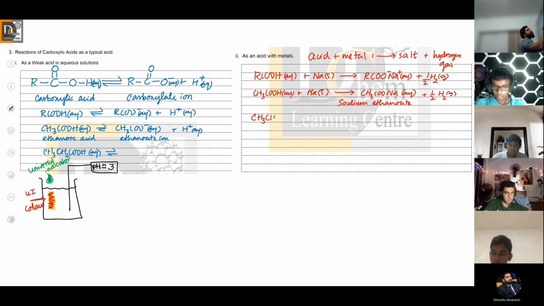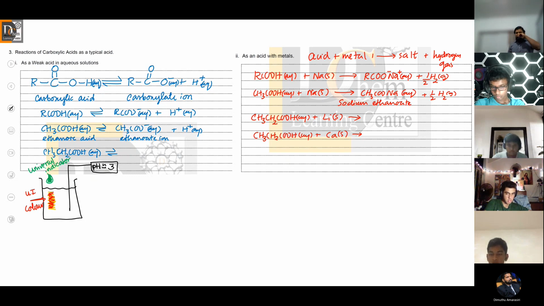Let's say propanoic acid with lithium, what would be the product? Lithium propanoate. Superb. And what about propanoic acid and calcium? Calcium propanoate, twice. You don't say it like that, but it is correct.